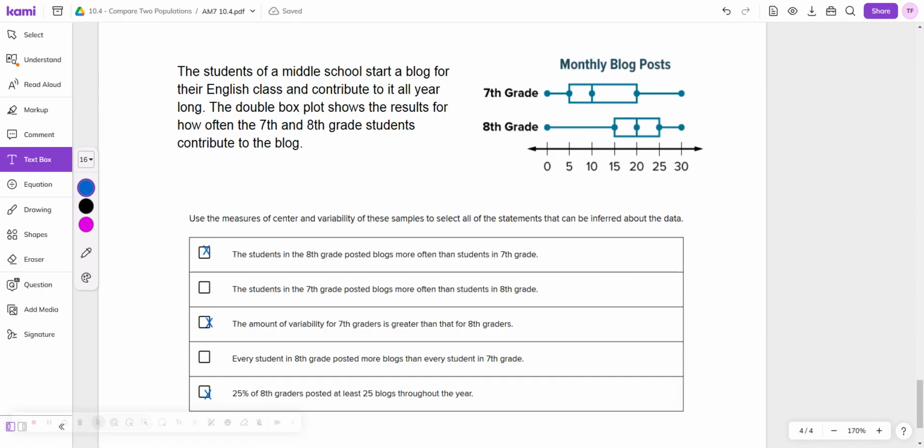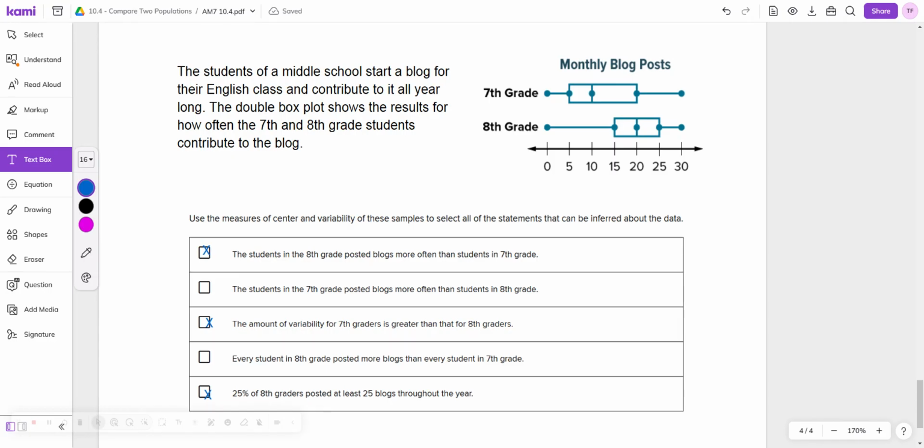And keep in mind, if we look at 15, we have the lower box, the upper box, and the upper whisker. So that's 75% of the data. If we look at 15 on the 7th grade, we find that that's halfway between the upper box. So we can estimate that there's approximately 35% that is 15 or greater versus 75. So obviously the 8th graders blog more. So then if the 8th graders blog more, then the next statement is not true because it's not the 7th graders that blog more.